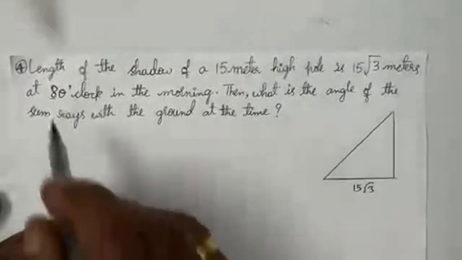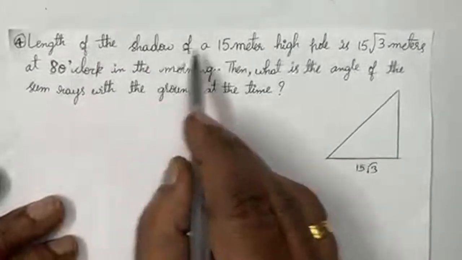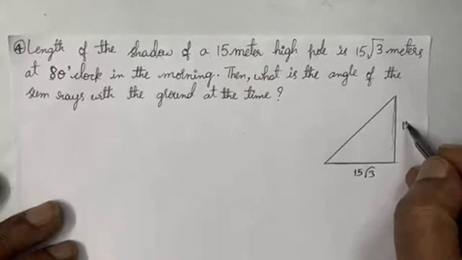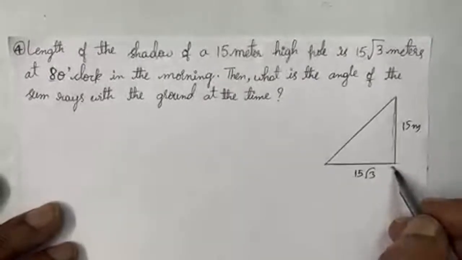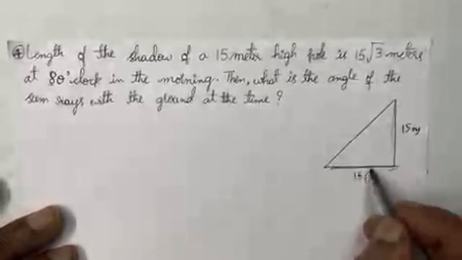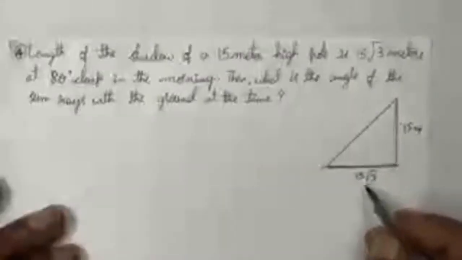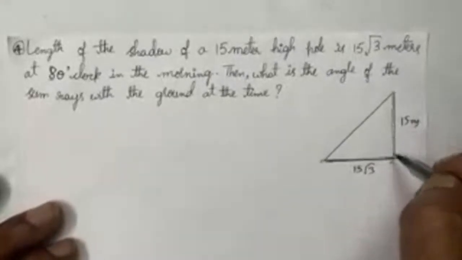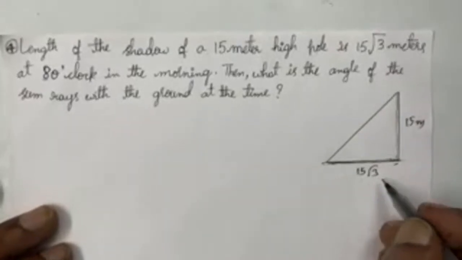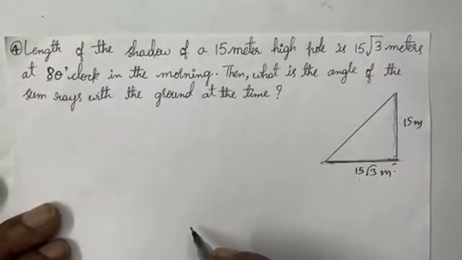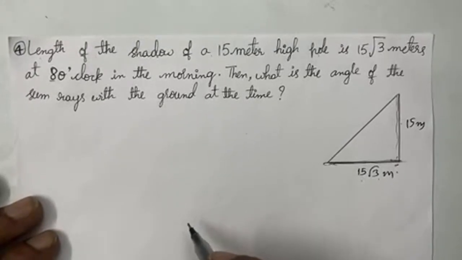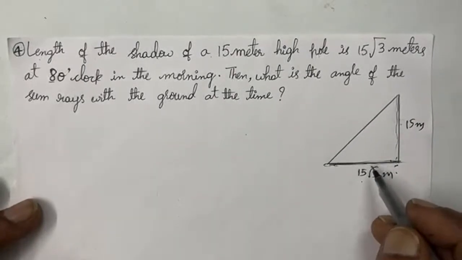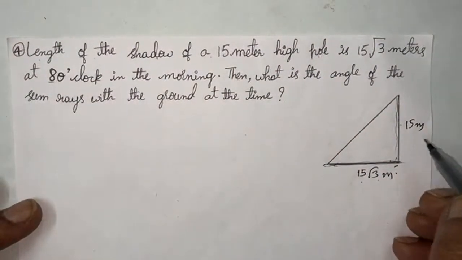Now here is the next sum. Length of the shadow of a 15-meter high pole. That means this pole height is 15 meters, and this pole is getting a shadow. This is the shadow. The shadow is 15 root 3 meters and the height of the pole is 15 meters. In the morning, at 8 o'clock, the sunlight will be slant only, so the morning sun will give the big shadow. So the original tree length is different and here is different.